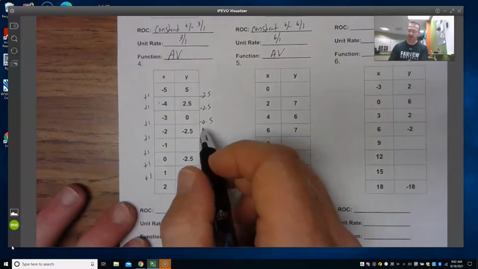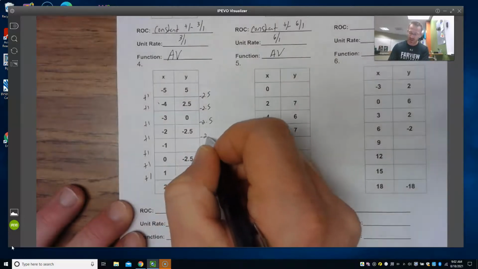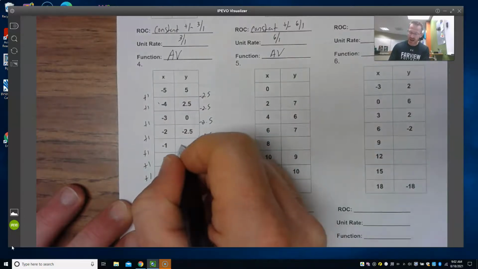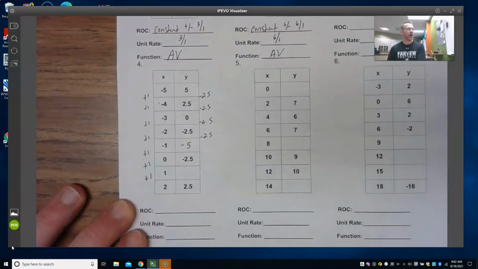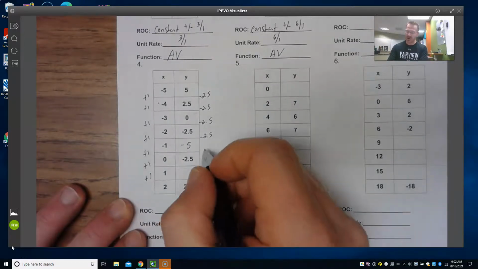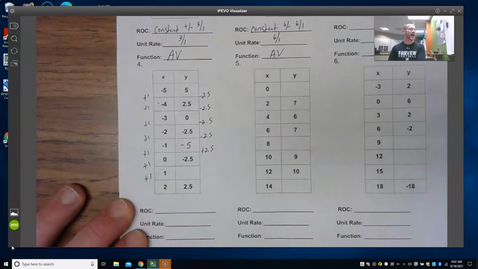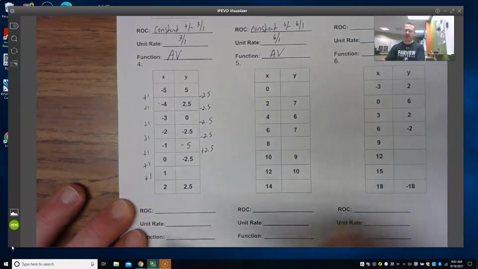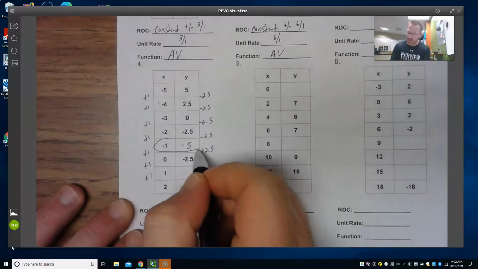All right, so think about this. If I go down another 2.5 here, I would get to negative 5. And then notice what happens. Now when I go from negative 5 to negative 2.5, I add 2.5. So I've now changed directions. And hopefully now you're like, oh, now I can see that symmetry, right? There's my turning point right here.